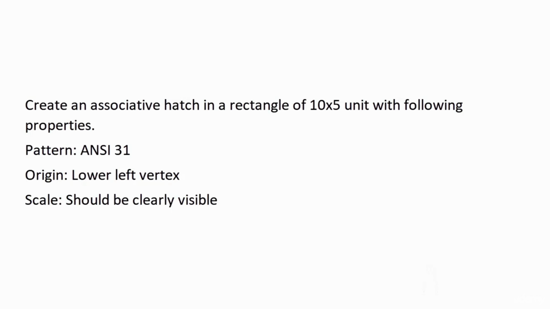So here is our question related to the module. We need to create an associative hatch in a rectangle of length 10 and width 5 unit with these properties. The pattern should be NC31. The origin of that pattern should be the lower left vertex of the rectangle, and the scale should be any scale in which the lines of the hatch pattern are clearly visible.